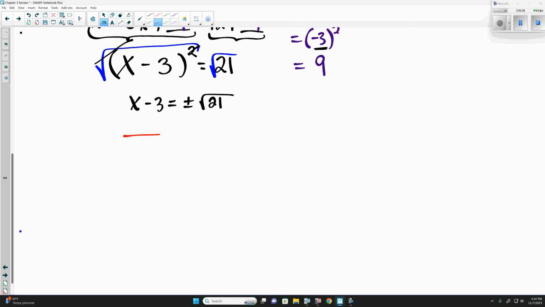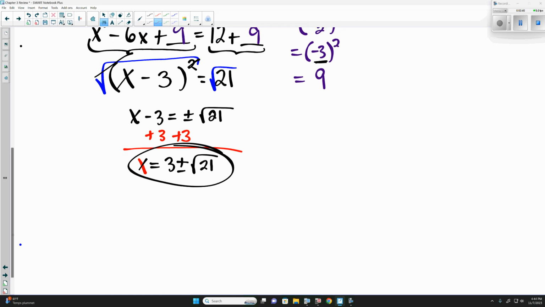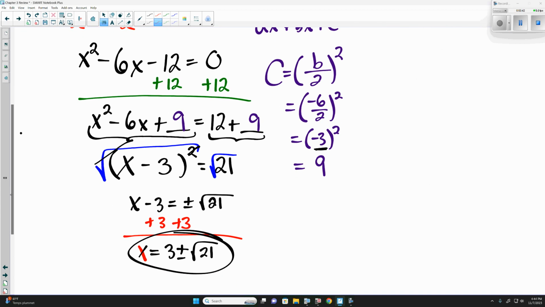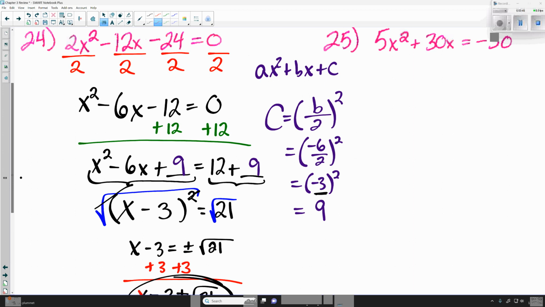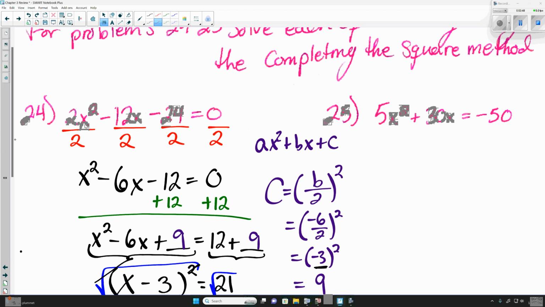And our last step in solving is to get x by itself. So we'll add 3 to both sides. x is equal to 3 plus or minus the square root of 21. And that is it. I'm not going to go over doing this by the quadratic formula because it's specifically asking just for the square root method. We will do a few more with the quadratic formula here in a little bit.